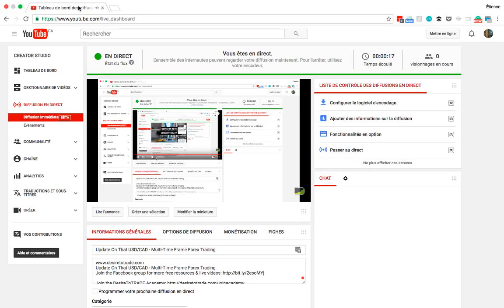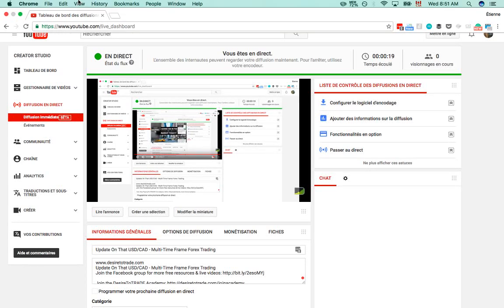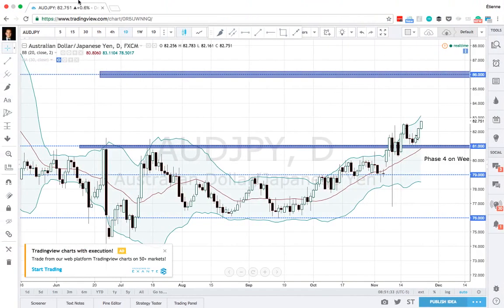All right, guys. So I was just doing some video editing a couple of minutes ago, and it crashed. So I'm starting everything once again. But I thought I would take a moment to show you a trade that I took recently. Well, the trade I talked about yesterday on USD CAD.